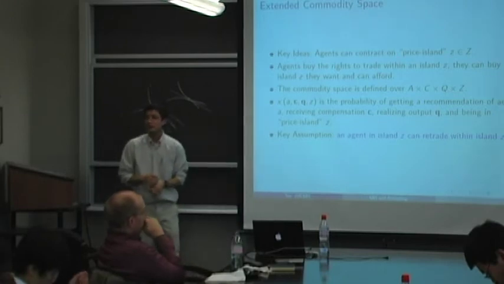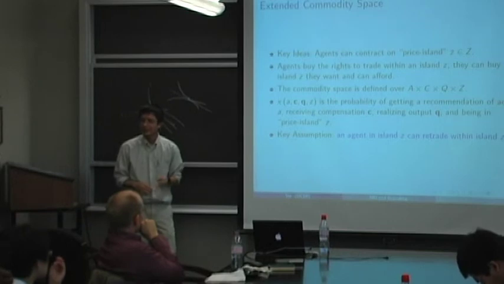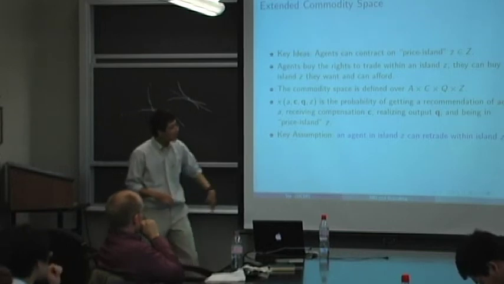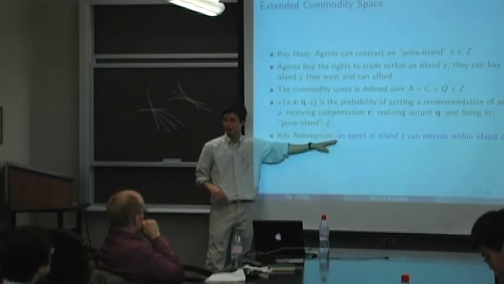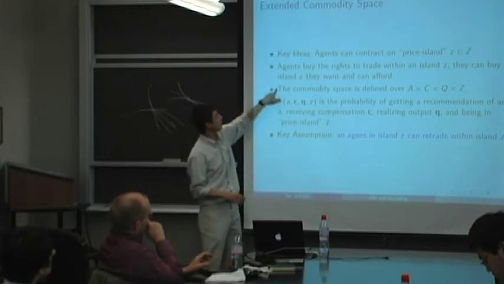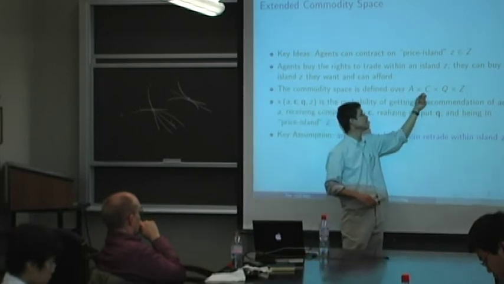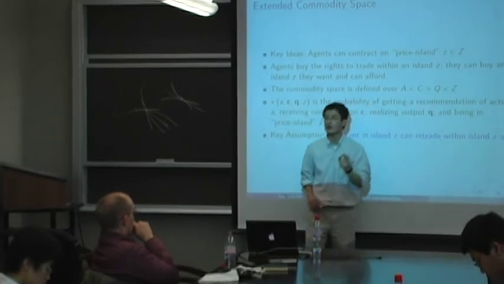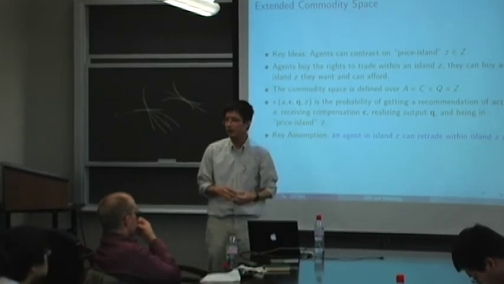Why do you need several price islands? There's some non-convexity there, which somehow makes the optimal pick multiple islands. And let me show you an example, maybe we can discuss that. But, again, for technical reasons, the commodity space now is A, C, Q, and Z. That's why we call it the extended commodity space. This is the basic idea of Prescott-Townsend.